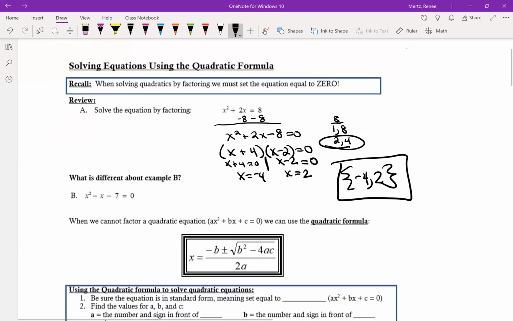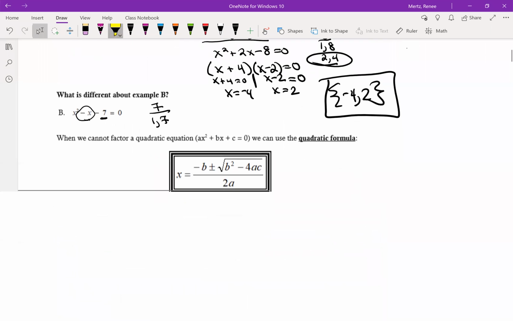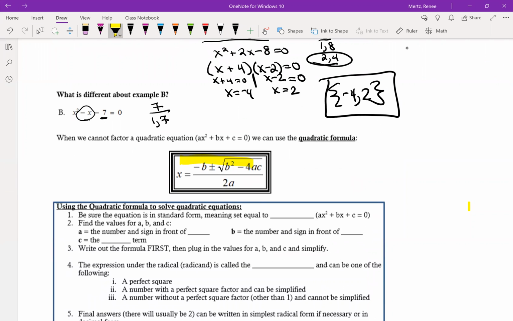And the next one, let's try to factor this one. Factors of 7 are 1 and 7. We don't have a pair that subtract to equal a -1. Therefore, we're going to need this thing called the quadratic formula. You don't have to memorize this. They'll give it to you, or I'll always give it to you. So you don't have to memorize the formula.